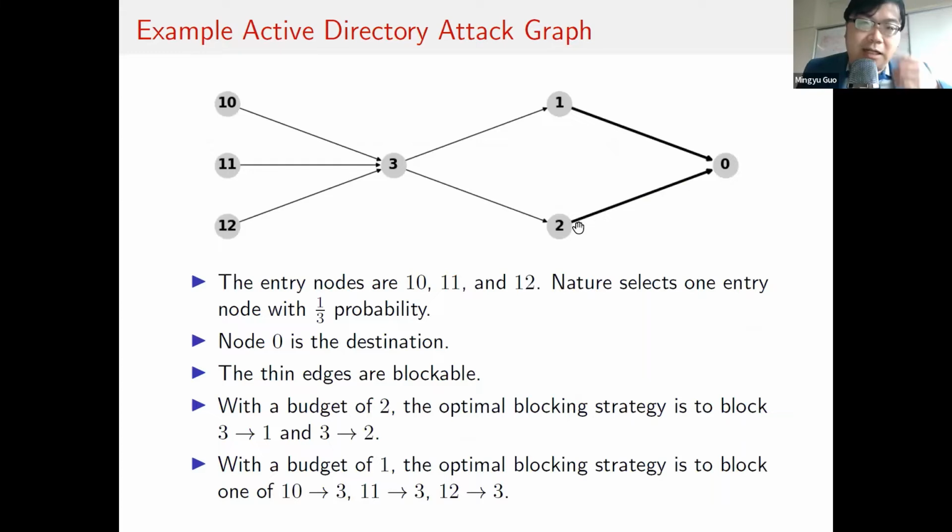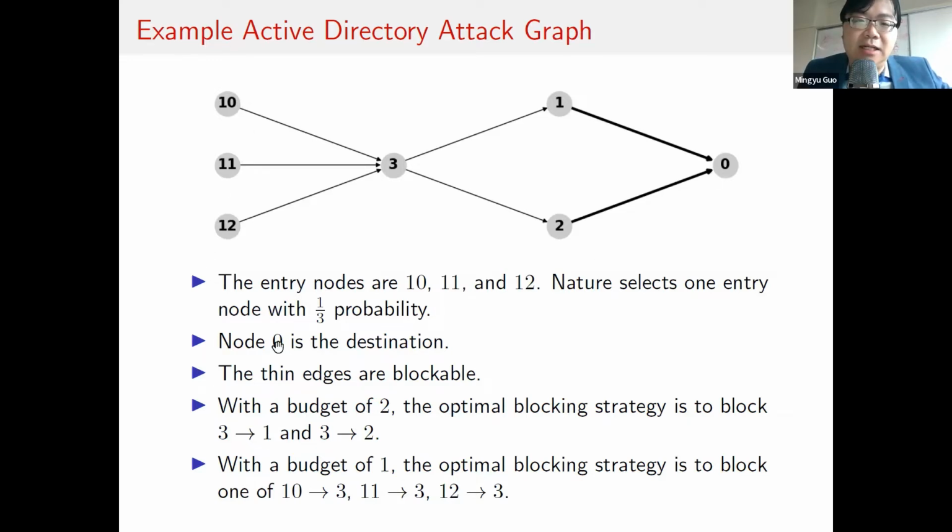And here's an example Active Directory attack graph. So let's take a look at this example. We have 3 entry nodes. So 10, 11, 12, they are the entry nodes. 0 is the domain admin. And then the attacker would enter, for example, via one of these nodes with 1/3 chance. Okay. And then there are some intermediate nodes. If the attacker enters here, the attacker would attack this way. Okay, that's the shortest path.